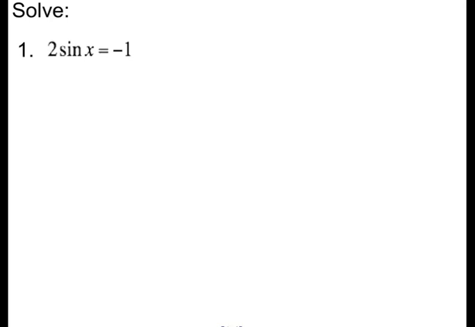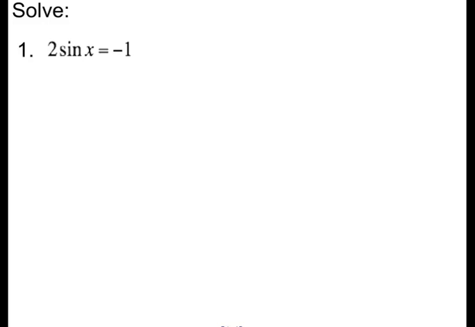So the first problem we're going to solve is 2 times the sine of x is equal to negative 1. And when I'm solving trigonometric equations, sometimes I will solve it on a specified domain. If a domain is not specified, then I have to solve it for a domain of all real numbers. So we're going to talk about both types of situations today.